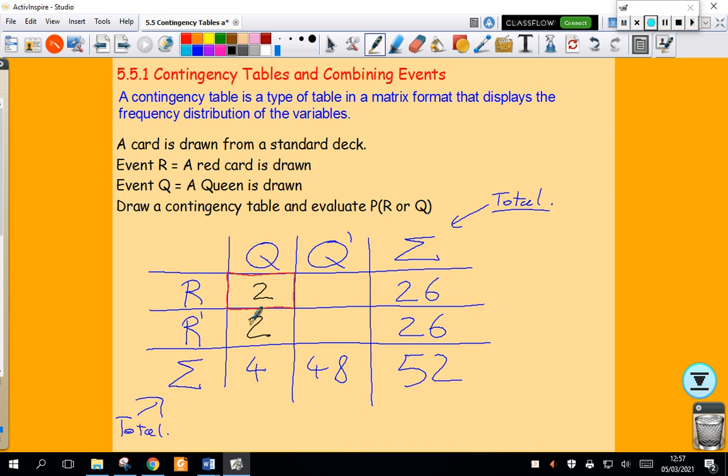Over here, again, the total number of things in this row is 26. So this cell in here has to be 24 because 2 plus 24 is 26. And what does that mean? Well, we're talking about all the red cards that are not queens. There are 24 red cards that are not queens because there are 2 red cards that are queens. And again, in here, this has to be 24 as well because 2 plus 24 is 26. That means there are 24 cards that are not red and not queens.